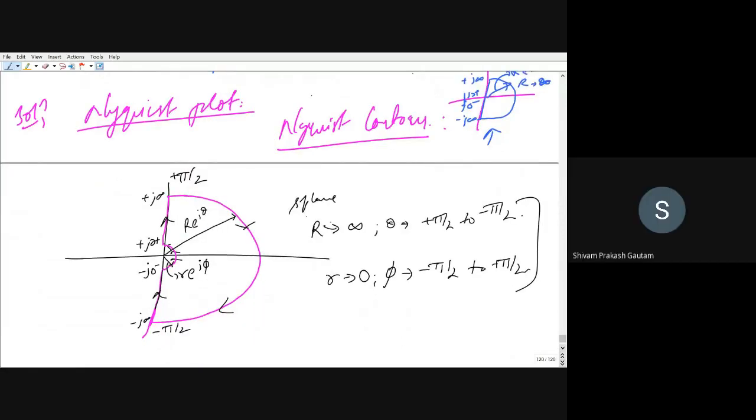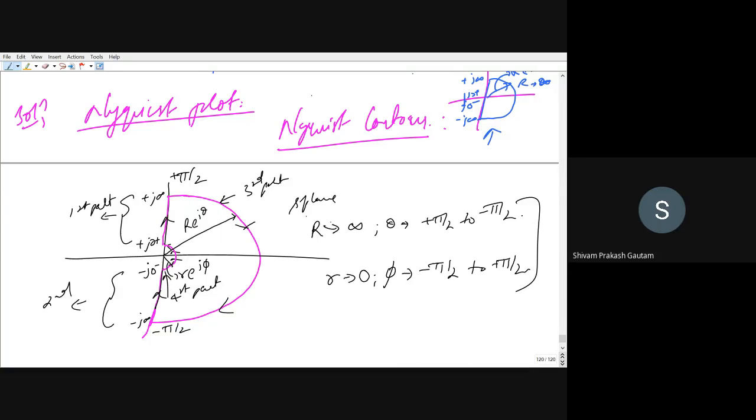Okay, so here you see the Nyquist contour has 4 parts. Zero to positive frequency is the first part. Negative frequency is the second part. The bigger circle is the third part. And the smaller circle is the fourth part. So we have to map all these 4 parts in the GH plane.